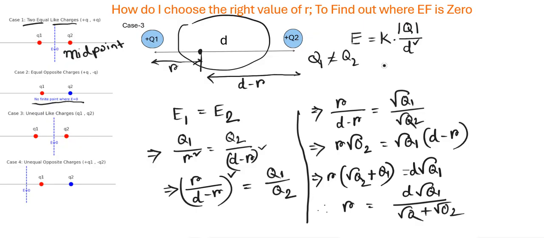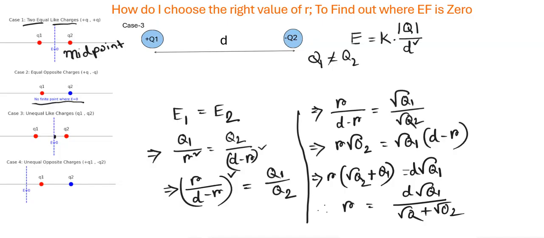Obviously in between these two charges somewhere the value will be r. So let's say here is that point. When we plug in the values of q1 and q2 at some integer value, then we'll definitely find the value of r. Now case number 4.